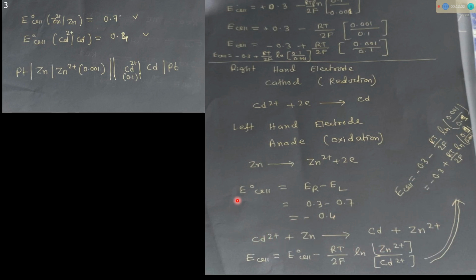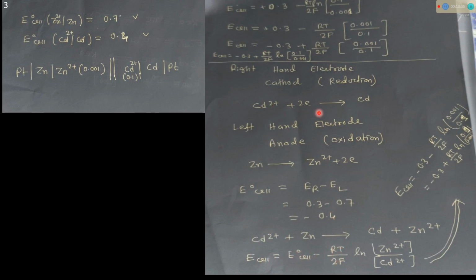Whole cell reaction means if we add these two half cell reactions, then we will get the whole cell reaction. Cadmium 2+ becomes cadmium, and Zn becomes Zn2+. So this is the whole cell reaction. For this cell reaction, if we want to write the cell equation, then E cell is the cell potential, E0 cell is the standard cell potential, minus RT by 2F.